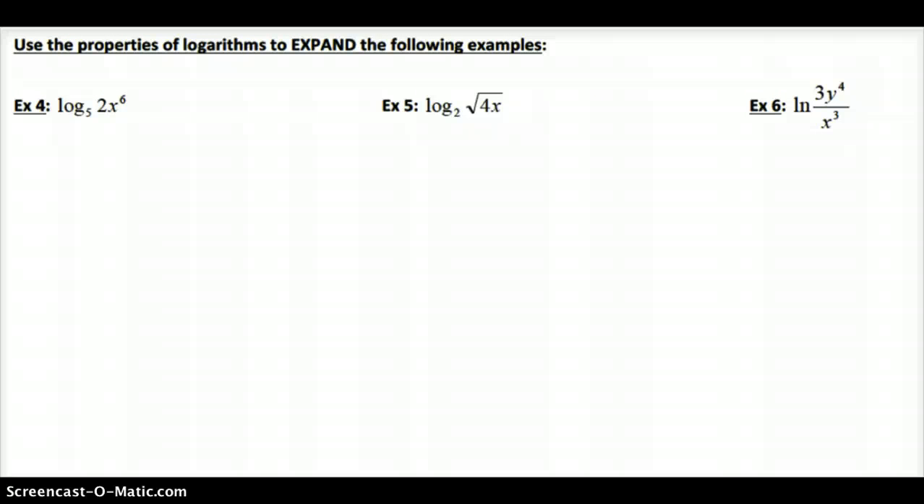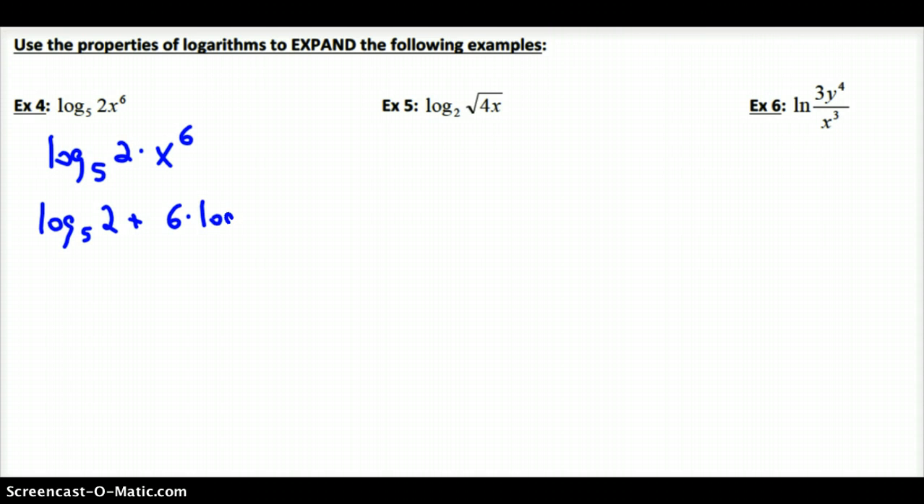These are algebraic versions of what we just did. We are going to expand these. I'm going to think of this as log base 5 of 2 times x to the 6th. Since I have a product, I can write it as a sum, and I'm going to put the power in front. So I did kind of a double property here: the plus for the multiplying, and the 6 out front because of the power.